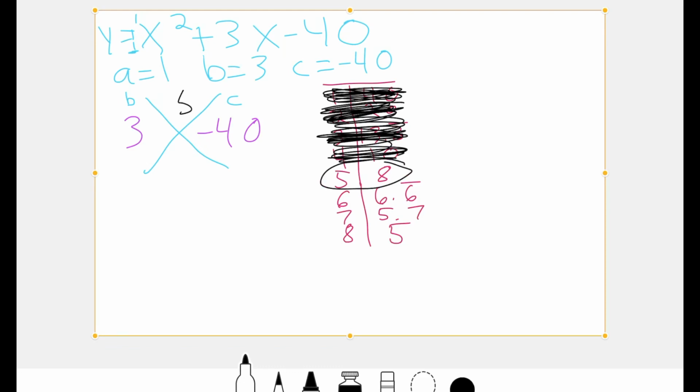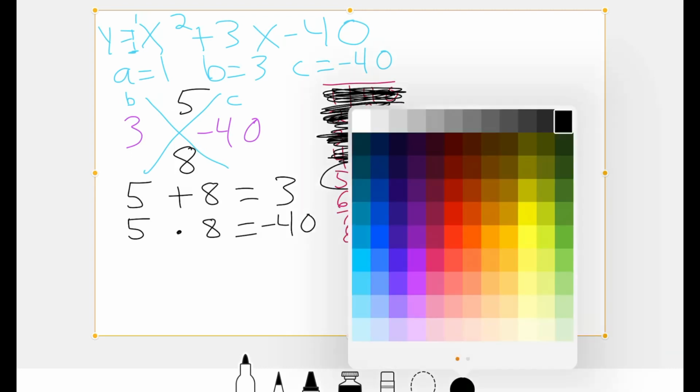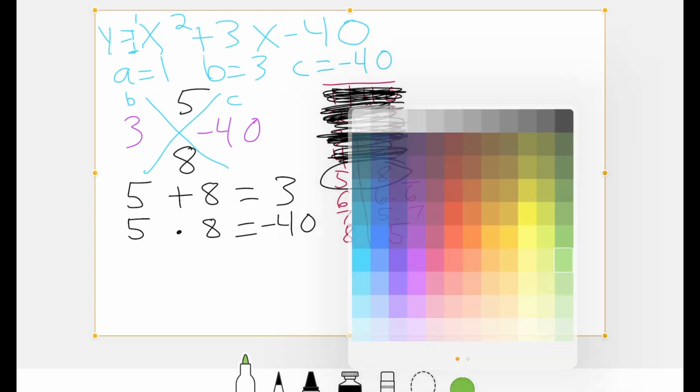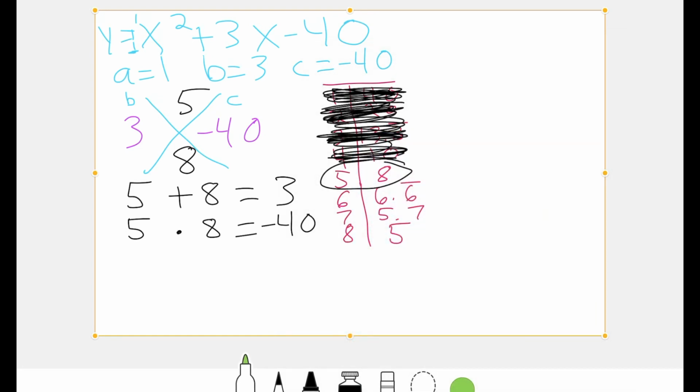So our magic numbers are 5 and 8. And we've got to ask ourselves, 5 plus 8, and we want to get to 3. We want 5 times 8 to get to negative 40. Well, hopefully you can tell right off the bat that the multiplication doesn't work right now. We got to change it somehow, some way, because positive times a positive is not going to give you a negative. The addition is going to tell you what needs to be negative. So we need to end up with a positive 3.